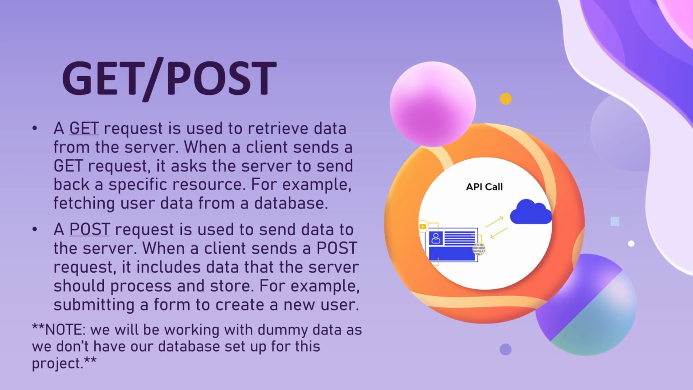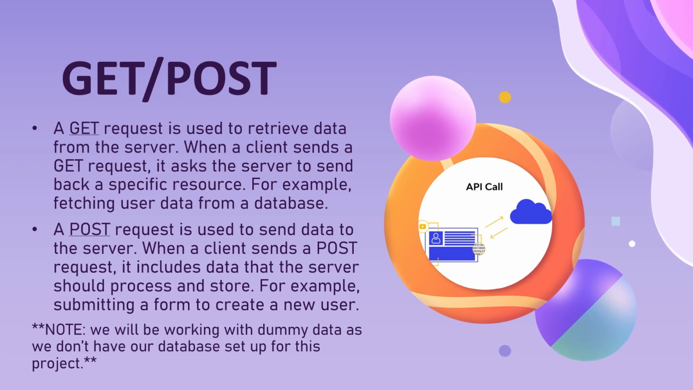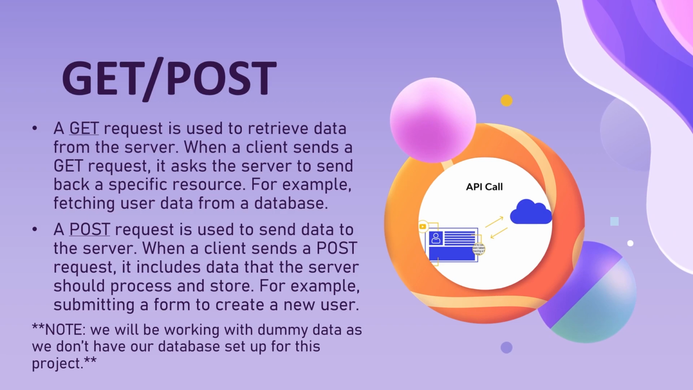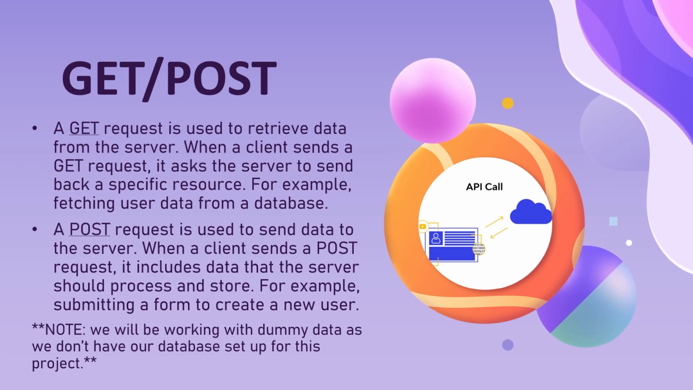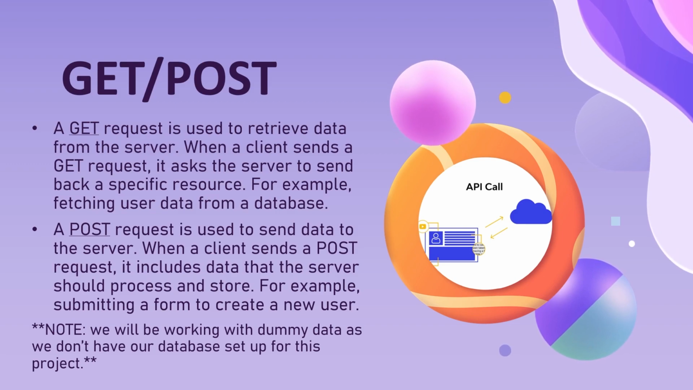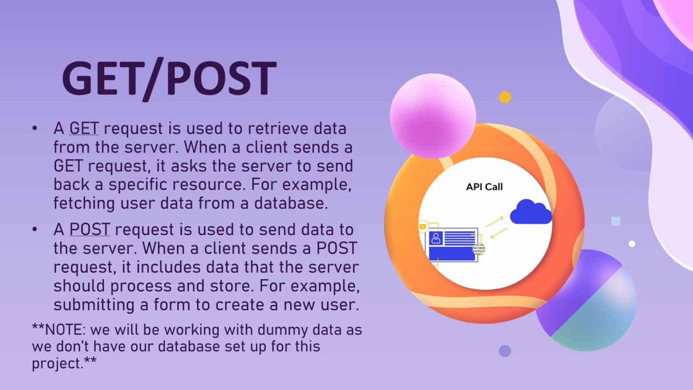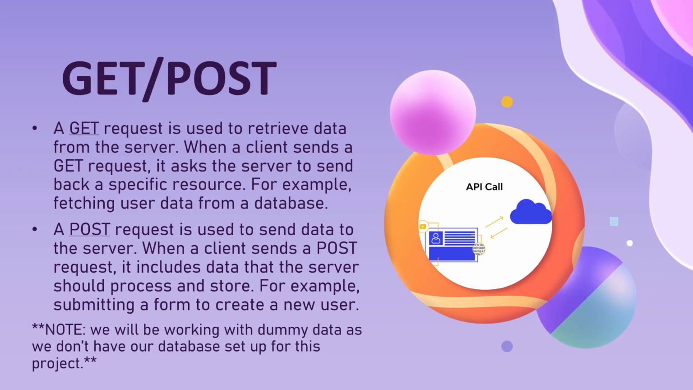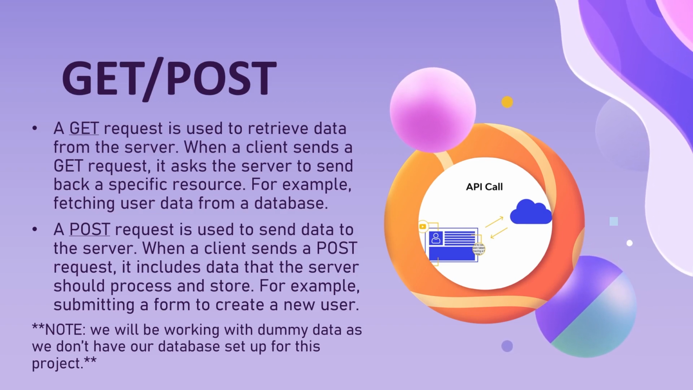Now, let's quickly look over the GET and POST API calls, which are the two most basic and common API calls required to set up a backend server. A GET request is used to retrieve data from the server. When a client sends a GET request, it asks the server to send back a specific resource. For example, fetching user data from a database.